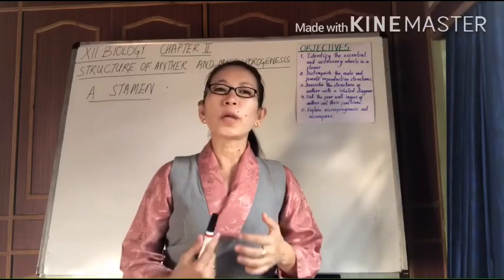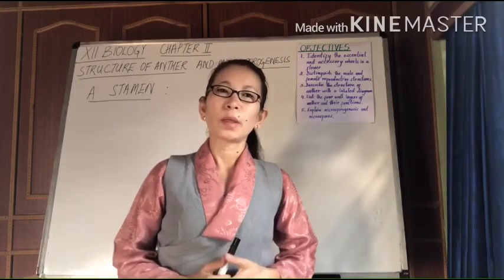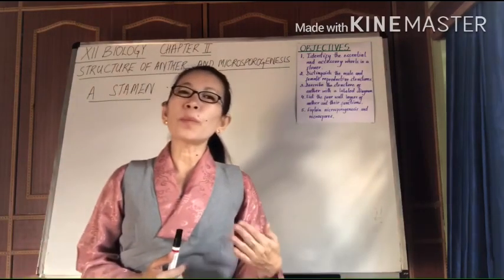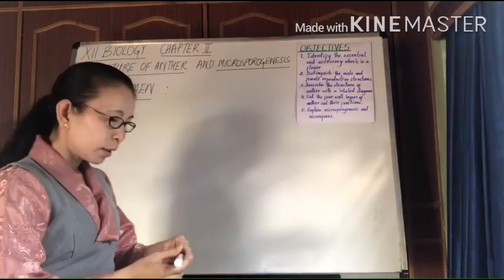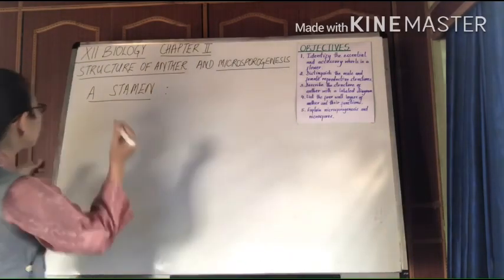Next, let's look at the structure of a stamen. In a stamen, there are two main parts, the anther and the filament. Now let me draw a simple diagram of a stamen.